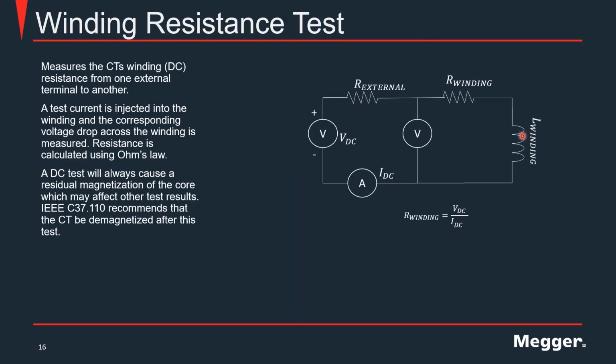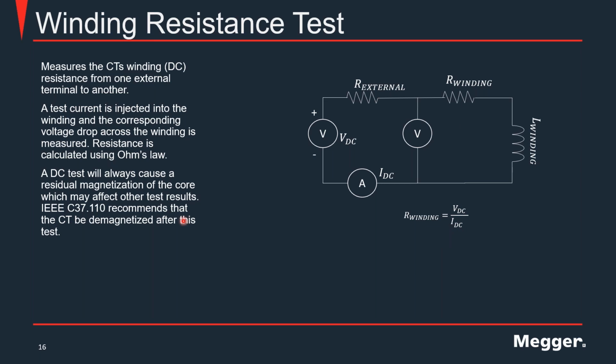The second test that we mentioned was the winding resistance test. Now, the winding resistance test measures the CT winding resistance, or the DC winding resistance. Remember, the DC and AC winding resistance are different, because of the skin effect that presents when you have alternating current circulating on a conductor. For this, we inject a test current into the winding. We measure the corresponding voltage drop, and the resistance will be the division of the voltage and the current that we injected.